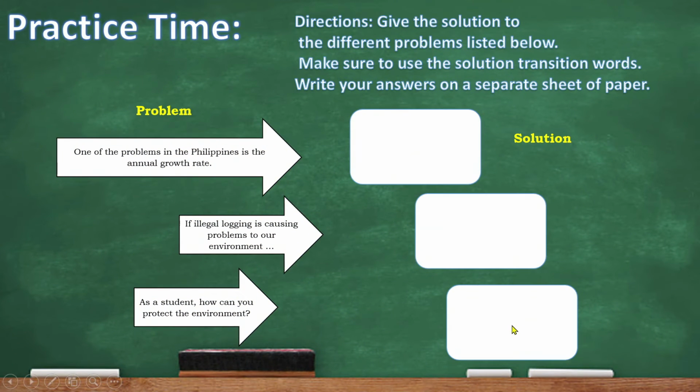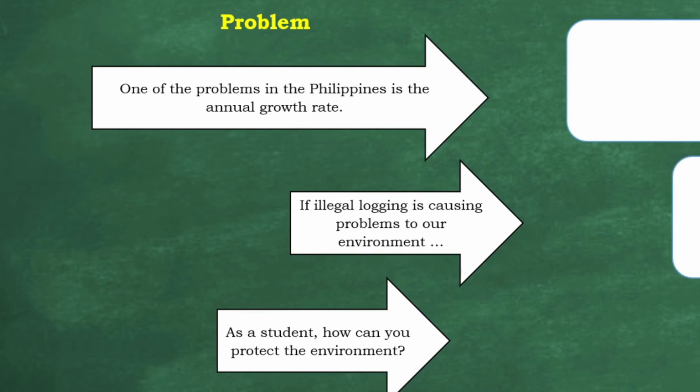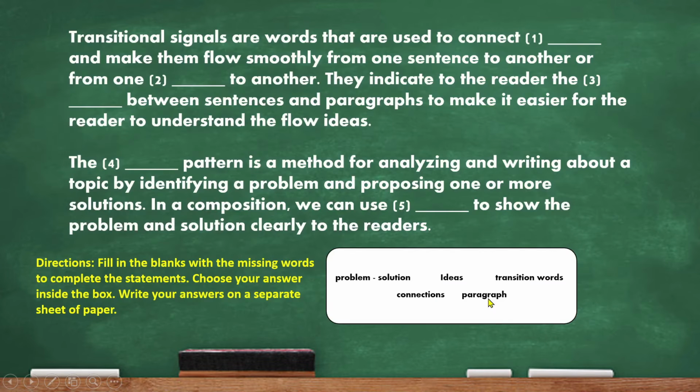Alright, so practice time. All you need to do is just to give the solution to the different problems listed below. Make sure to use the solution transition words. Write your answers on a separate sheet of paper. Here we have the first column, which indicates the problem, and all you need to do is just to give the solution to the second column. Okay, let's proceed with this one.